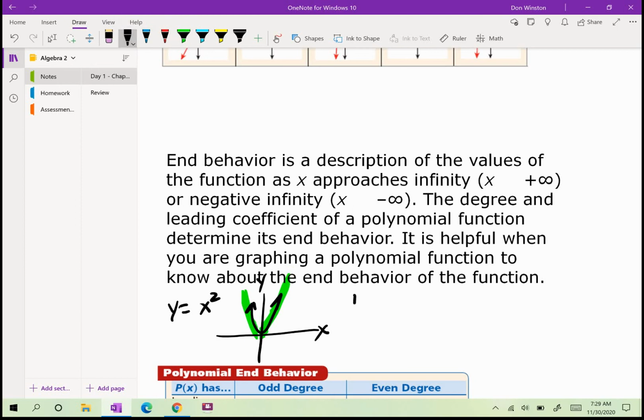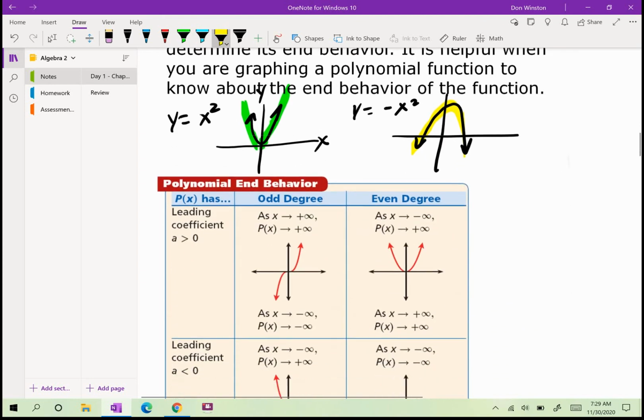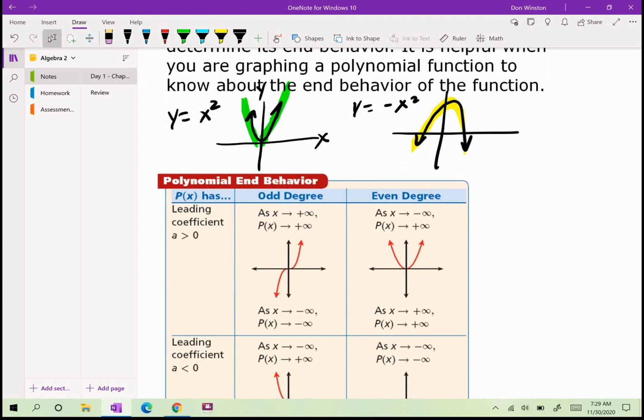And if I had y is equal to negative x squared, well, that would be a sad graph. So that would look something like that. The end behavior as x goes to positive infinity or as x goes to negative infinity, both ends decrease. They go down, y decreases. So remember what a quadratic looks like. So let's take a look here.